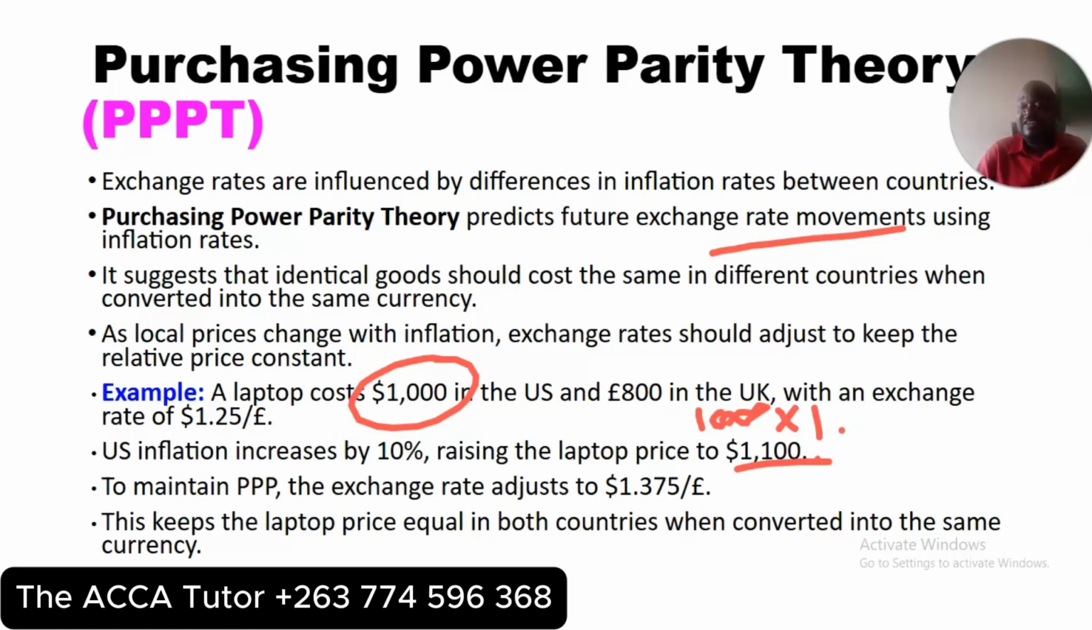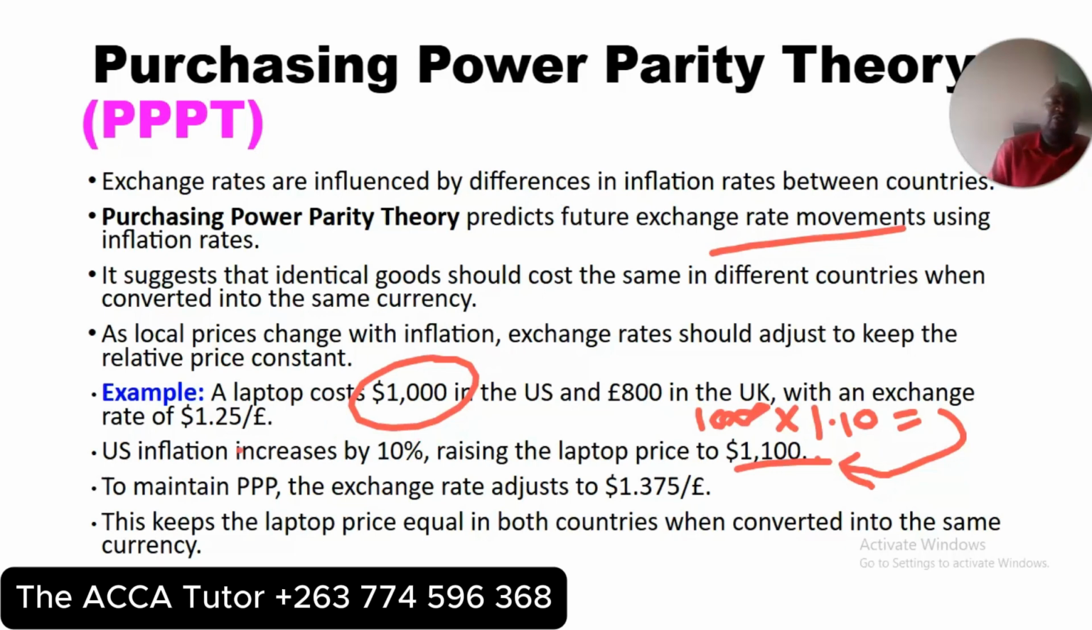Our R is the inflation rate, which is 10%, and 10% is 0.10. So 1 plus 0.10 becomes 1.10. If you punch this figure in your calculator, 1,000 multiplied by 1.10, you are going to come to $1,100. So to maintain the purchasing power parity, the exchange rate has to adjust by 10% as well, right?